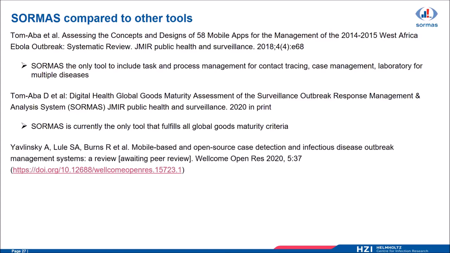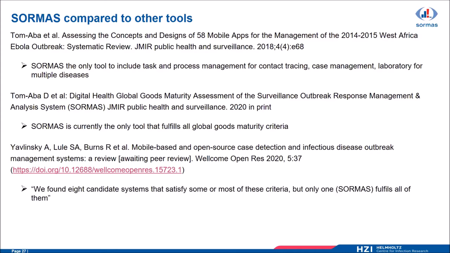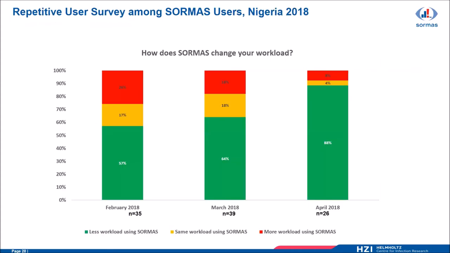And then in 2020, another group that we're not involved with did another systematic review, updating the systematic review process. And they also said that they found 8 candidate systems satisfy some or most of the criteria that they had set, but only SORMAS fulfilled all of them. We were not even involved in this, so it's good to see.